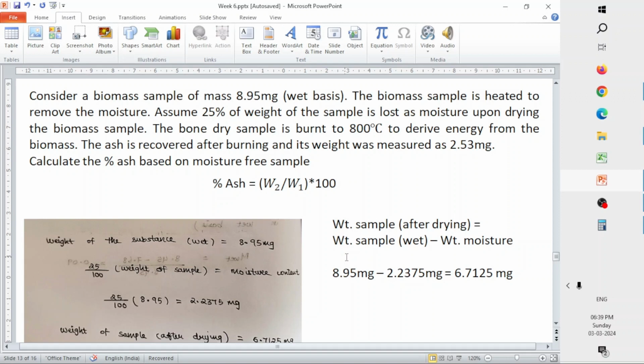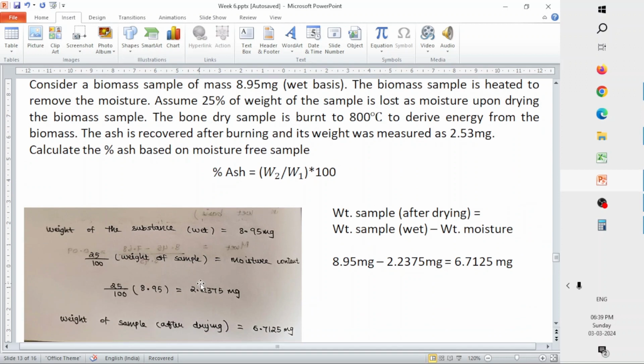Now you have to calculate the percentage of the ash based on the moisture free sample. Since we know how much ash is present in the sample, which is clearly given as 2.53 directly, you only need to calculate how much percentage of ash is present in the biomass. That is nothing but weight of the ash divided by weight of your biomass sample, into 100. It is just how much of that component is present. That's all, the calculation ends there.